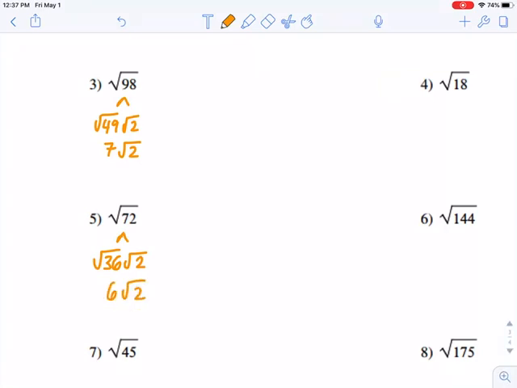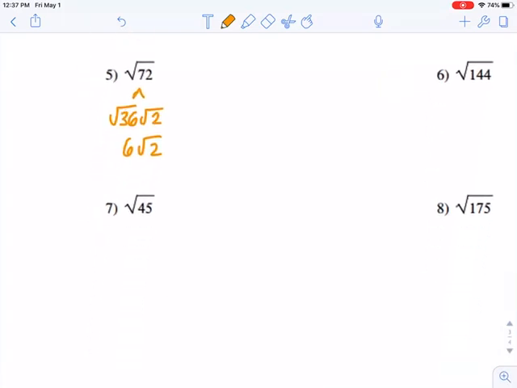Ooh, some new blood. We haven't seen this one yet. 45. All right, since it's an odd number, that means the perfect square is going to have to be odd, and it just so happens to be the first odd perfect square. That's not 1. 1 never helps. It's the square root of 9 and the square root of 5. 9 is a perfect square. I'm going to get 3 radical 5.